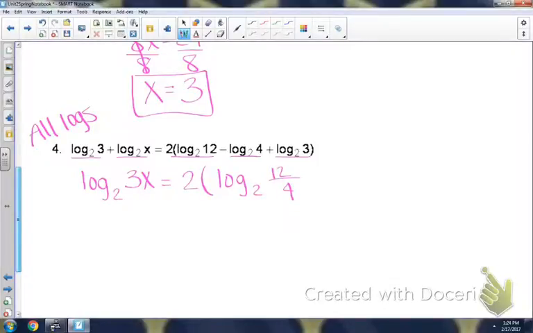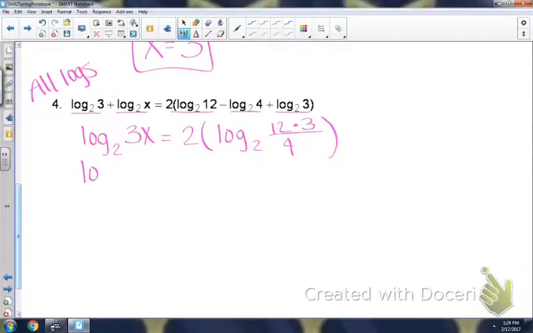But notice we're adding log base 2 of 3. So if we're adding, we should be multiplying. So whatever you're adding will go on top and you multiply. Whatever you're subtracting will go in the denominator. So I'm still not quite there yet. So I'm going to go ahead and work this out inside the parentheses. So 12 times 3, we get 36. So that would be 36 divided by 4. Which would be 9.